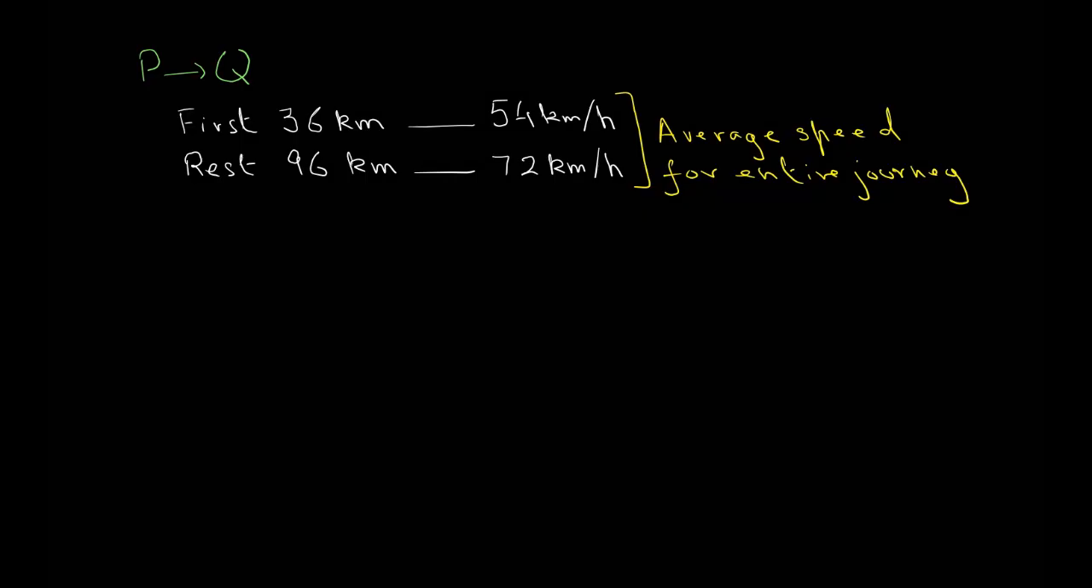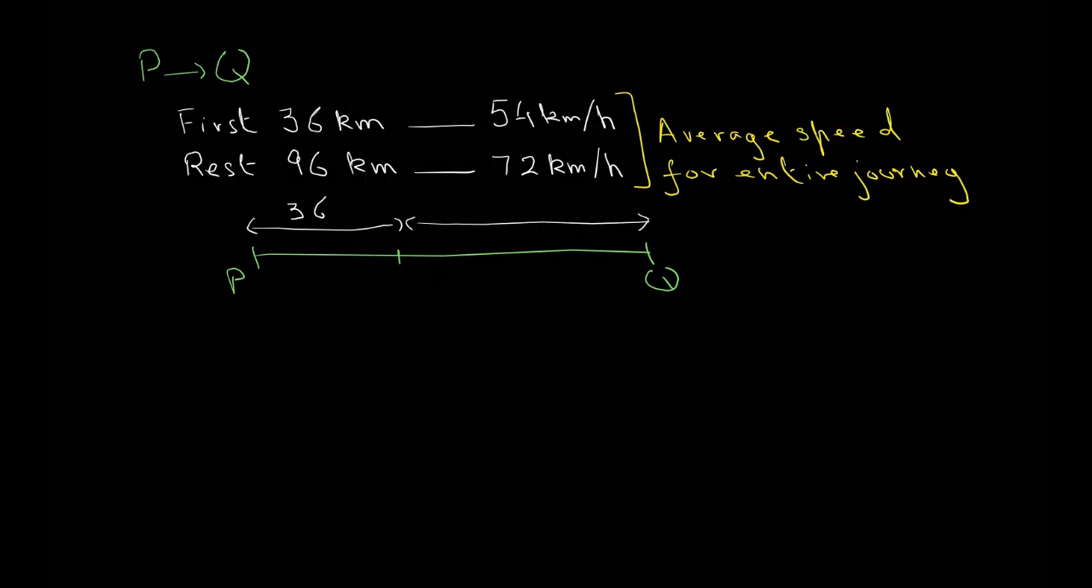So here we have P to Q. Here's P, here's Q. And now we're going to find that for the first 36 kilometers, he's going to travel at 54 kilometers per hour. And then for the rest of the journey, he's going to travel at 72 kilometers per hour.